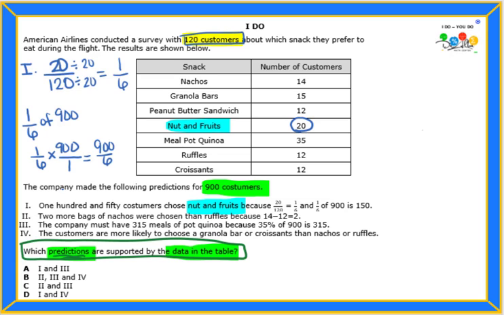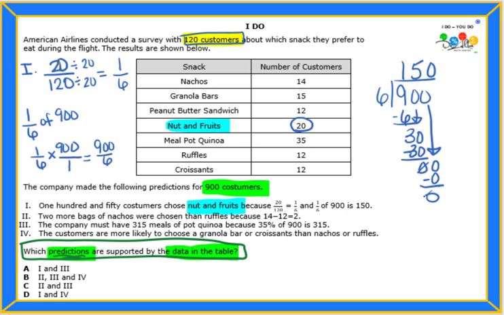Now when I simplify that, I'm going to divide 900 divided by 6. 6 goes into 9 one time. That's 3. We bring down the 0. 6 goes into 30 5 times, because 5 times 6 is 30. We have nothing left over, but we do have another 0 that we have to use. And so 6 goes into 0 0 times. And so 1/6 of 900 is 150.